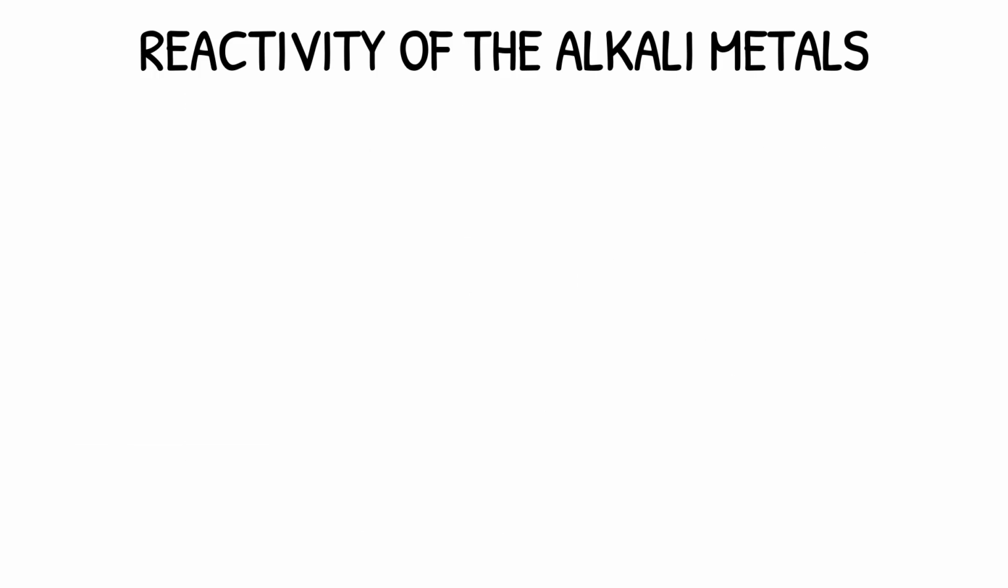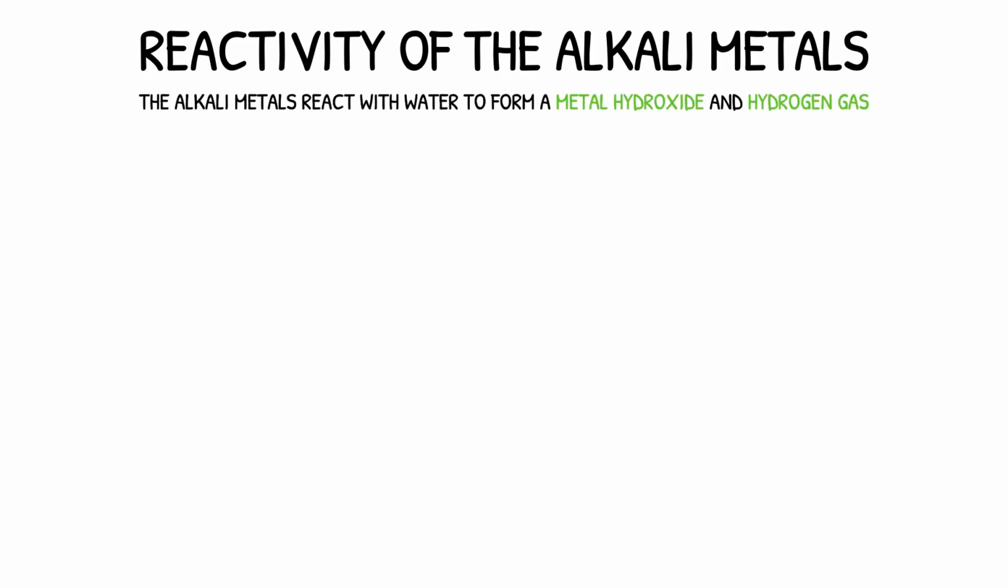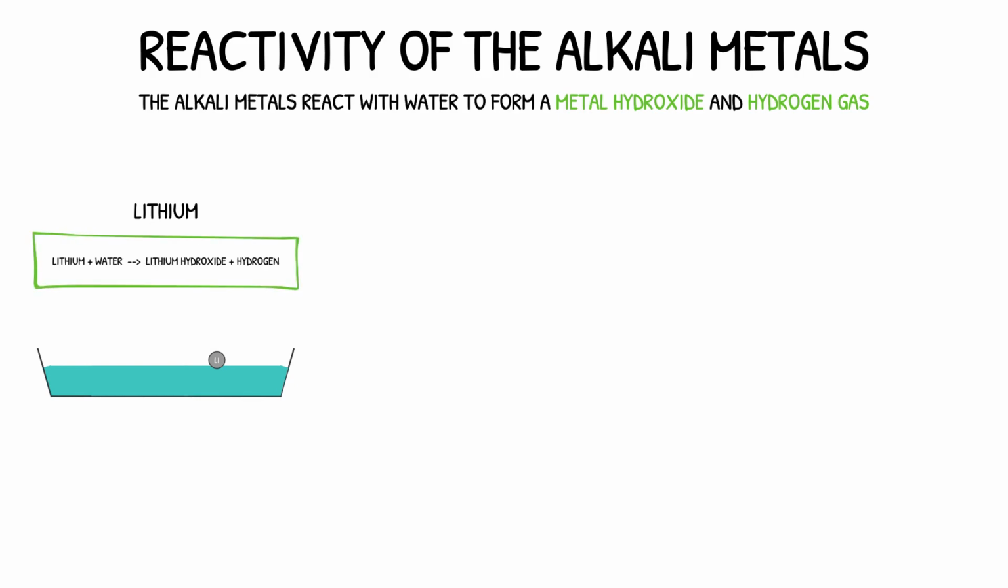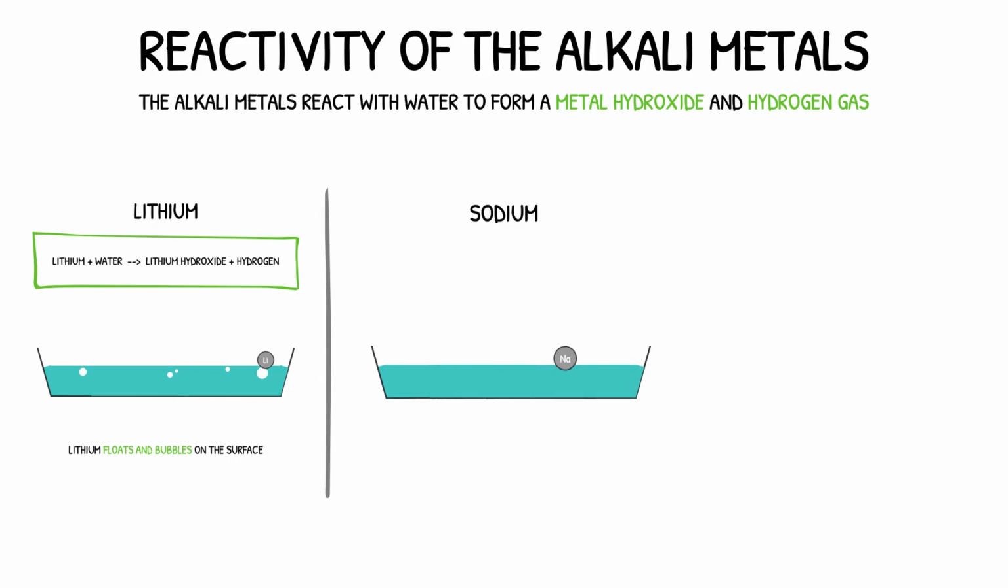The increasing reactivity of the group 1 elements is demonstrated when lithium, sodium and potassium are reacted with water. When the alkali metals react with water, the products of the reaction are a metal hydroxide and hydrogen gas. Lithium is the least reactive of the three. When lithium reacts with water, the products of the reaction are lithium hydroxide and hydrogen gas. Due to its low density, the lithium metal floats across the surface of the water as bubbles of hydrogen gas are formed.